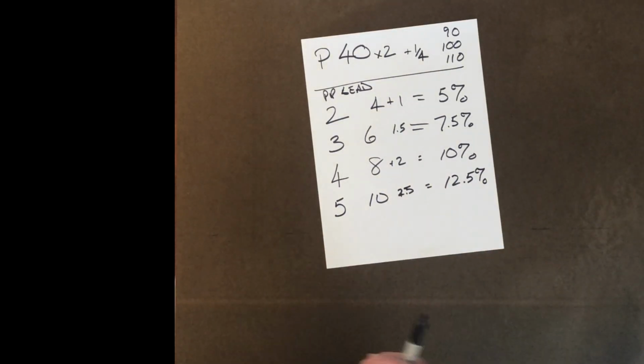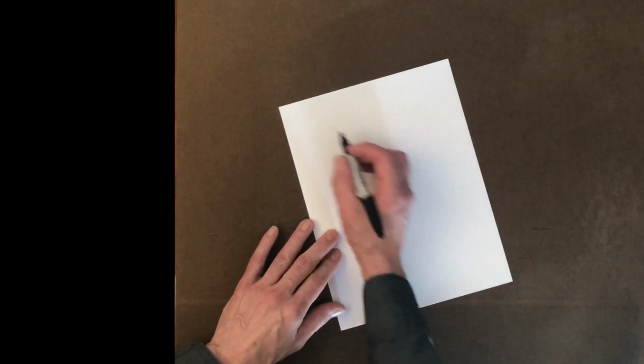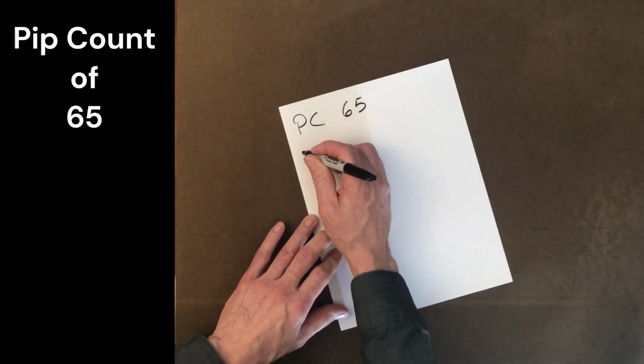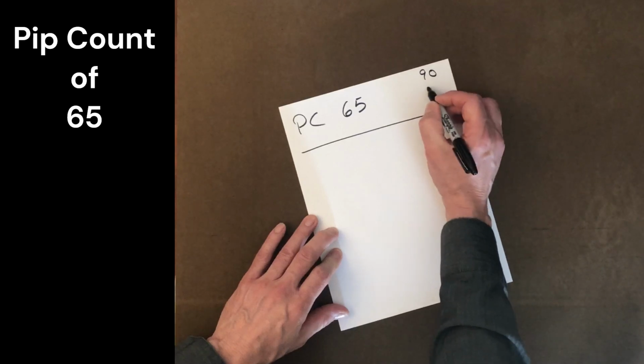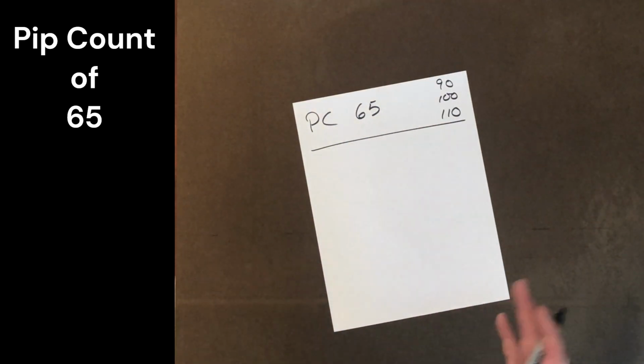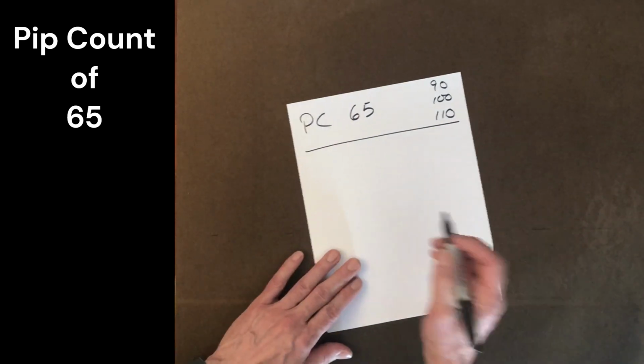12.5%. 40 and 80, they work the same. Next one we do, let's do a pip count of 65. Pip count is 65. Our targets are 90, 100, 110. 66 is about 2/3. This is only off by 1.